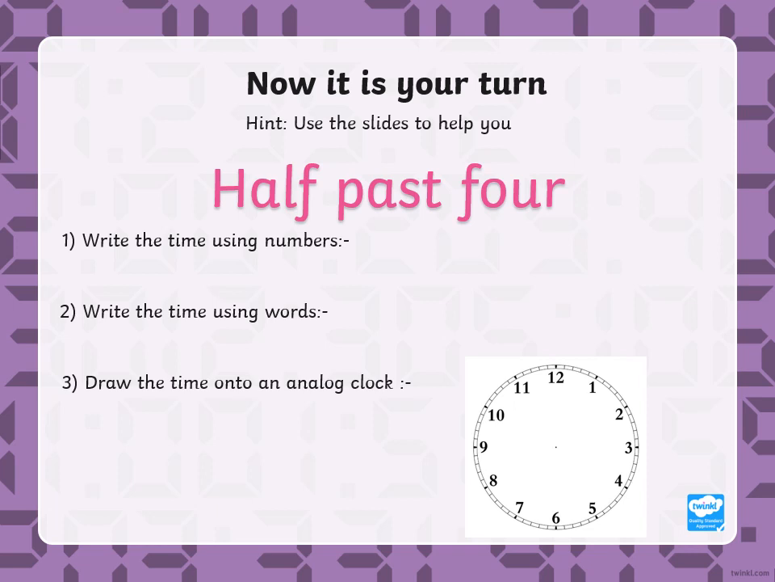And number 3, draw the time onto the analog clock. So here you go. Remembering from our lesson from yesterday that we need to remember which one's our minute hand. Our minute hand is going to be the longer hand. And our hour hand is our shorter hand. Okay, so have a go. See if you can do that on your own. If you can't, you might like to ask an adult. This is something I'm pretty sure that all of the adults in your household are going to be really good at.